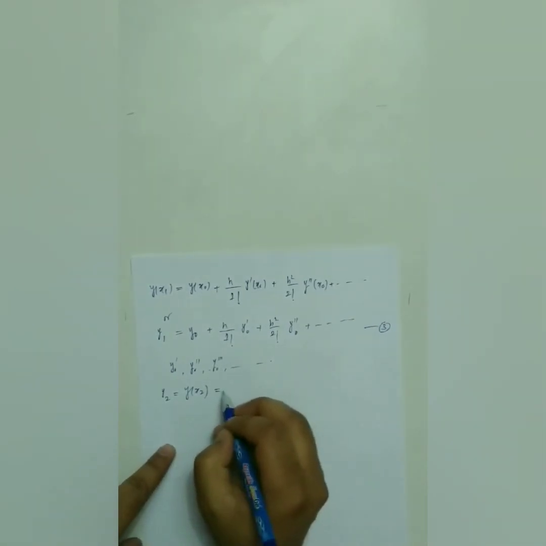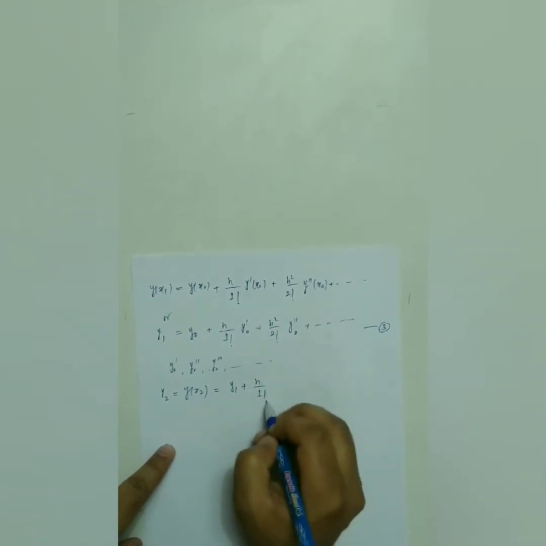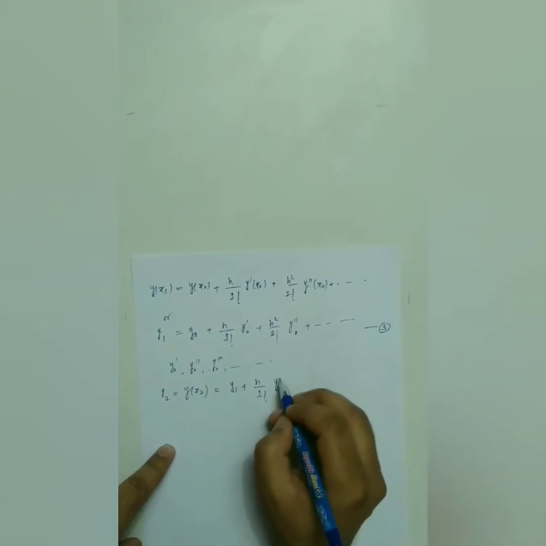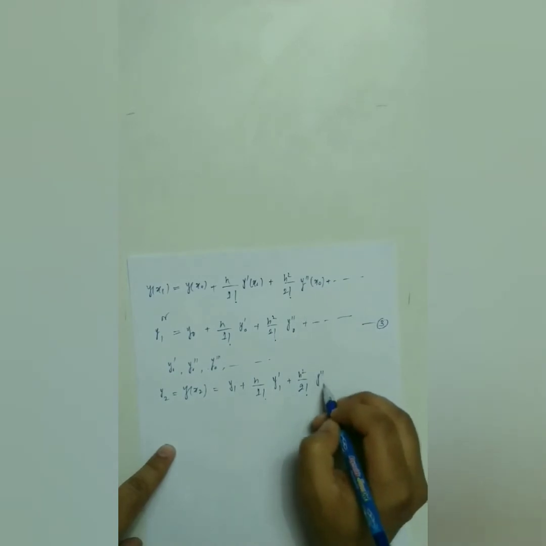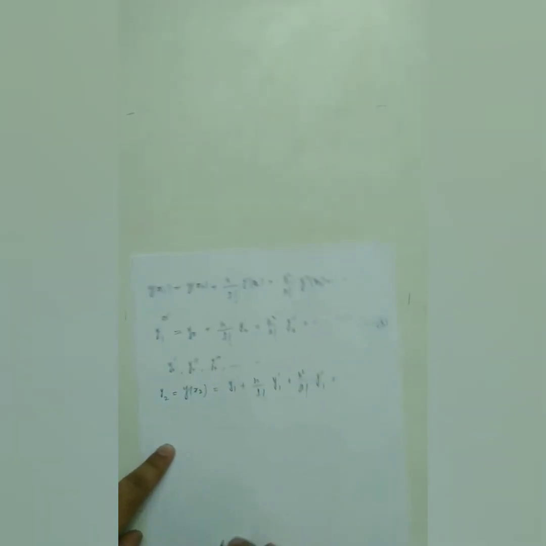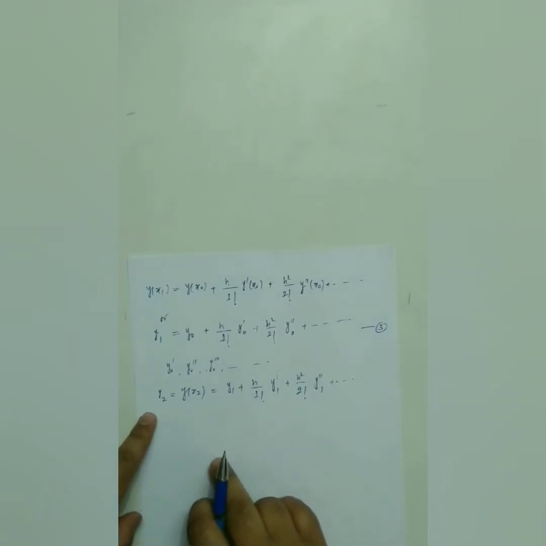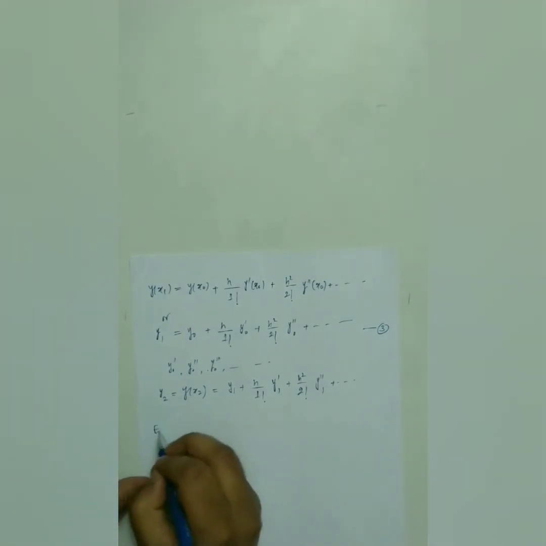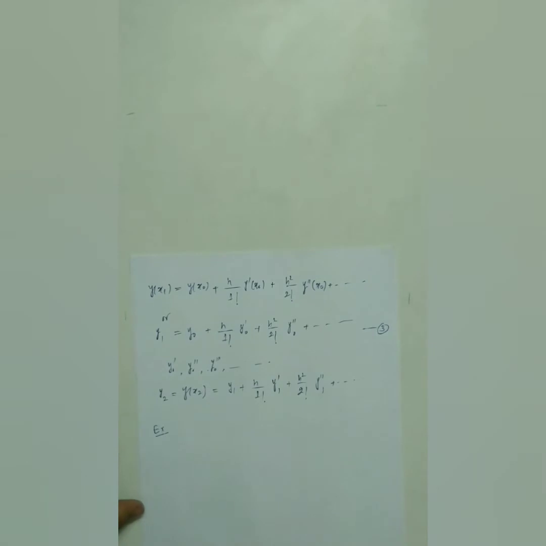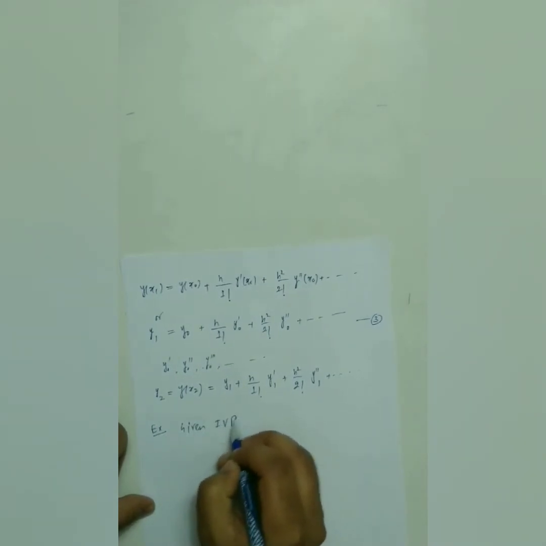So when we write y at x2, this will be equal to y1 plus h upon 1 factorial y dash 1 plus h square upon 2 factorial y double dash 1, and so on. In this manner we can find y2. And similarly we can find y3 and y4, and so on. So now we will see an example of how we will use this Taylor series method to solve an initial value problem.